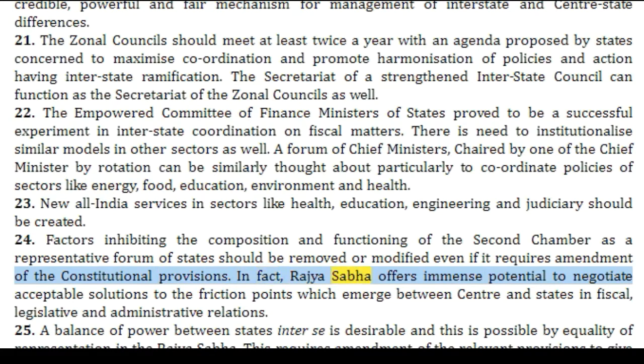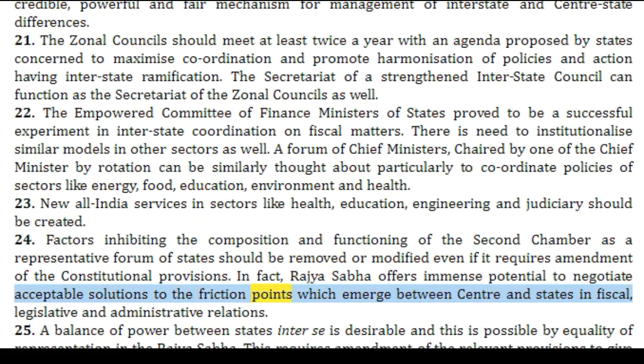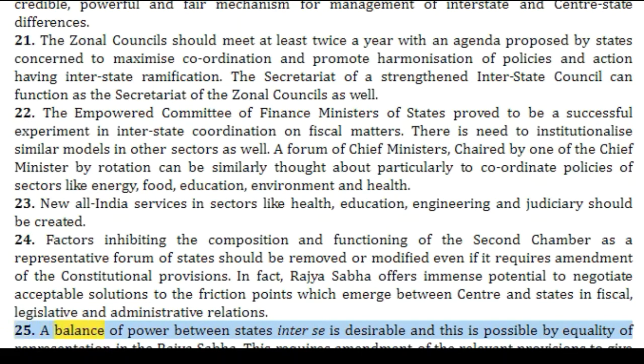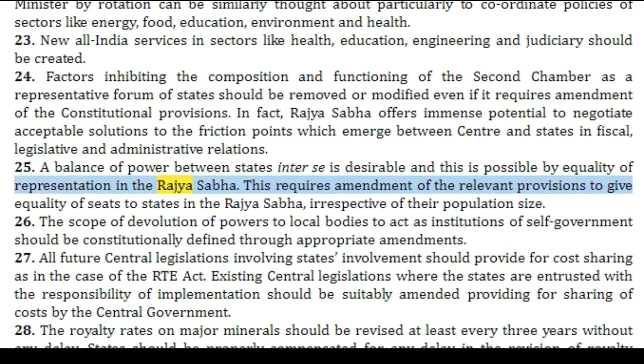In fact, Rajya Sabha offers immense potential to negotiate acceptable solutions to the friction points which emerge between centre and states in fiscal, legislative, and administrative relations. 25. A balance of power between states inter se is desirable, and this is possible by equality of representation in the Rajya Sabha. This requires amendment of the relevant provisions to give equality of seats to states in the Rajya Sabha, irrespective of their population size.